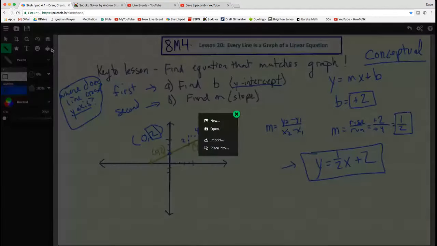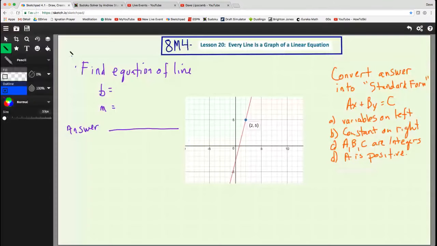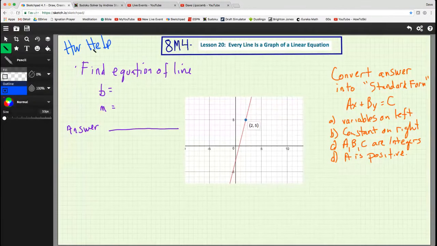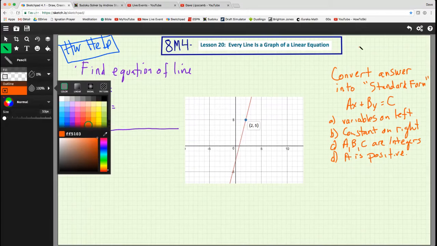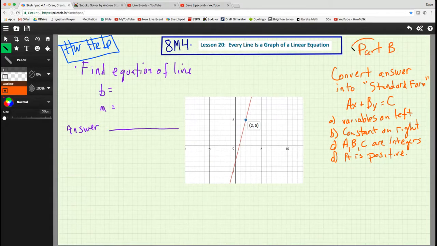Okay? So what I want you to do on this next slide, I'm going to label this one homework help, because it is. Our homework's going to be a lot like this. We're going to find the equation of this line, and I want you to pause and try it, and then we're going to look at this part B over here, which is how to convert our answer into standard form. And we've looked at standard form before, but we might not have given all the rules about it. So this is going to be a learning. We're going to learn over here, but we're going to hold that. All I want you to do right now is just do this. Okay, find your b, find your slope, and then write your answer.